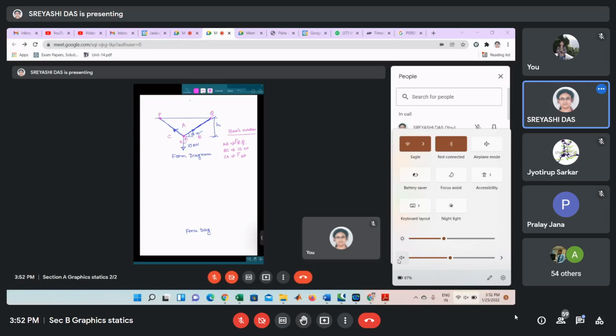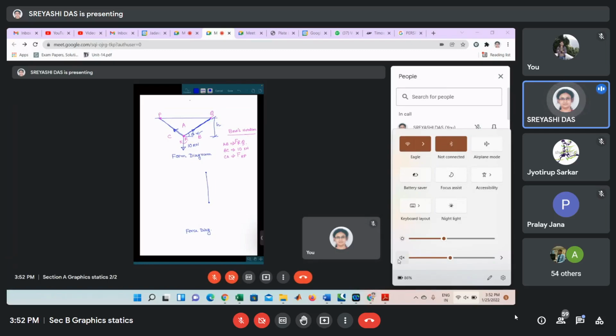Now, what will we do in the force diagram? This 10 kilonewton force is a vertical force, so let us draw this 10 kilonewton force vertical, in terms of direction and magnitude also.